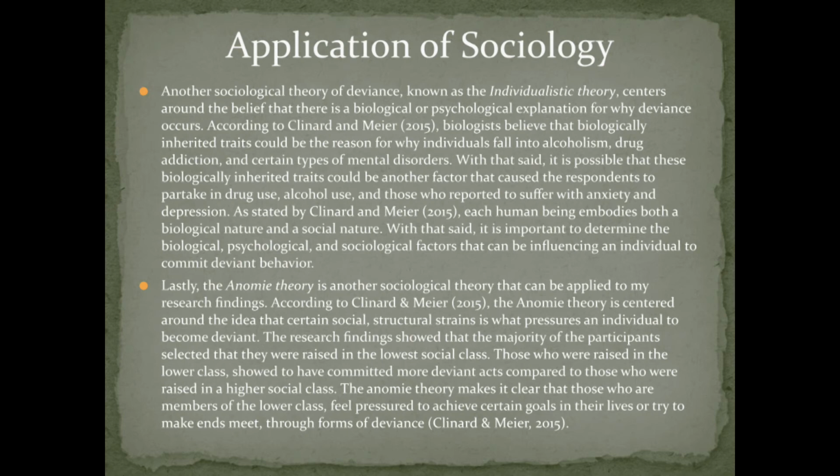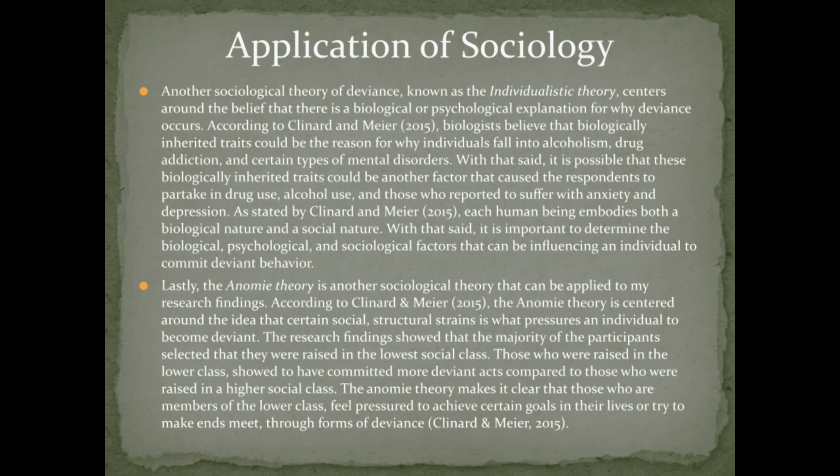As stated by Clinard and Mayer, each human being embodies both a biological nature and a social nature. With that said, it is important to determine the biological, psychological, and sociological factors that can be influencing an individual to commit deviant behavior. Lastly, the anomie theory is another sociological theory that can be applied to my research findings. According to Clinard and Mayer, the anomie theory is centered around the idea that certain social, structural strains is what pressures an individual to become deviant.